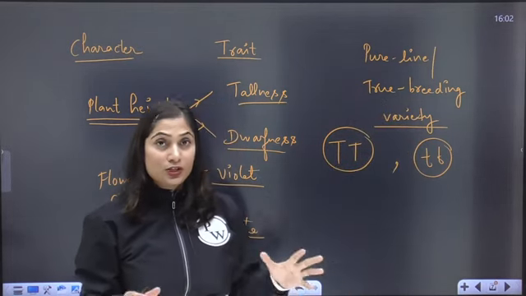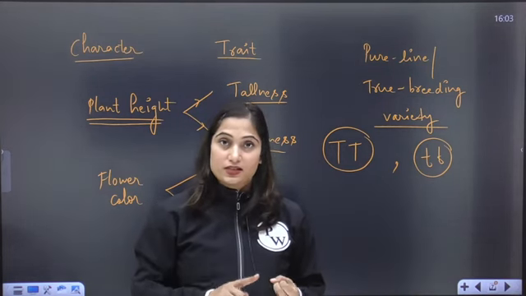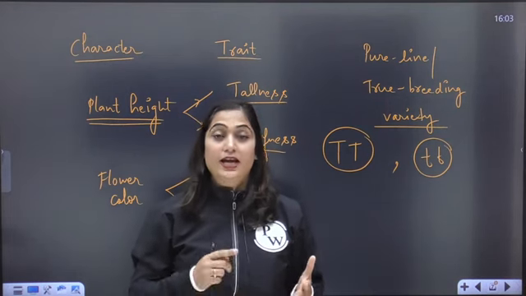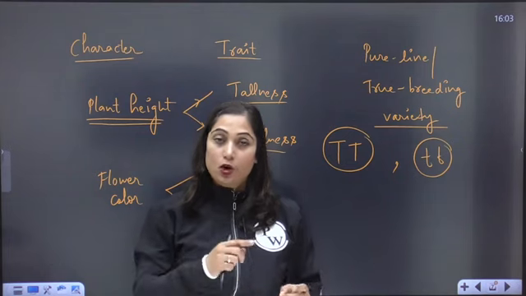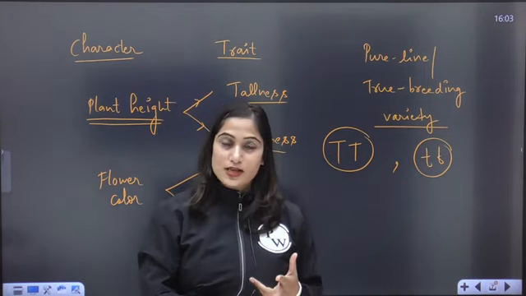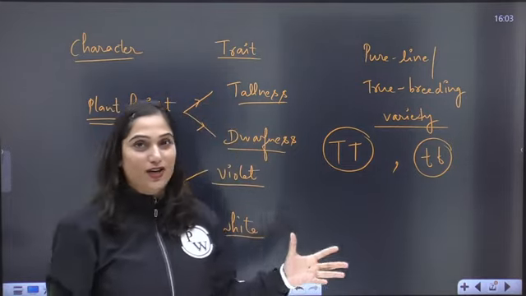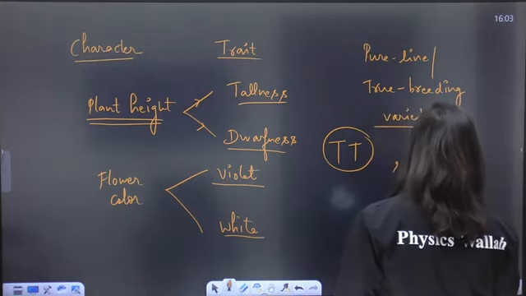Okay. So until now, what we have discussed: what is a dominant allele, what is a recessive allele, what is an allele, different forms of the same gene. And in a diploid individual, we have two copies of the same gene. What is heterozygous, what is homozygous, what is genotype, what is phenotype, what is a character, what is a trait, and what are the pure lines. Now, let's go further.